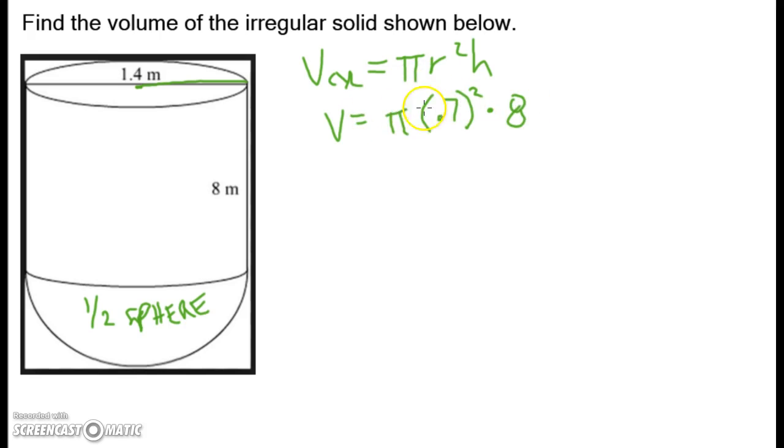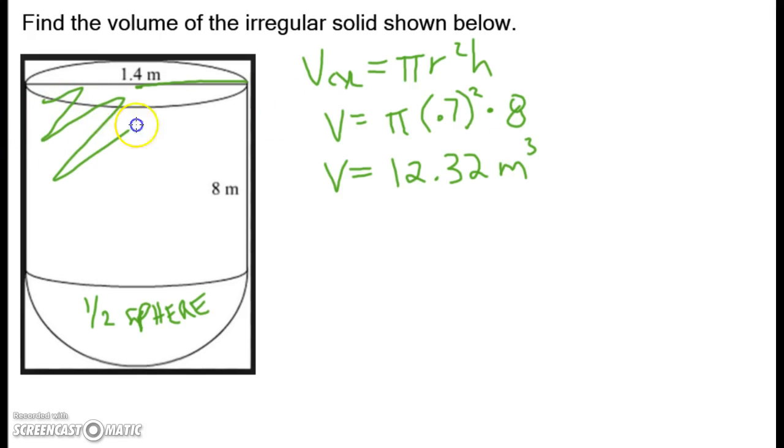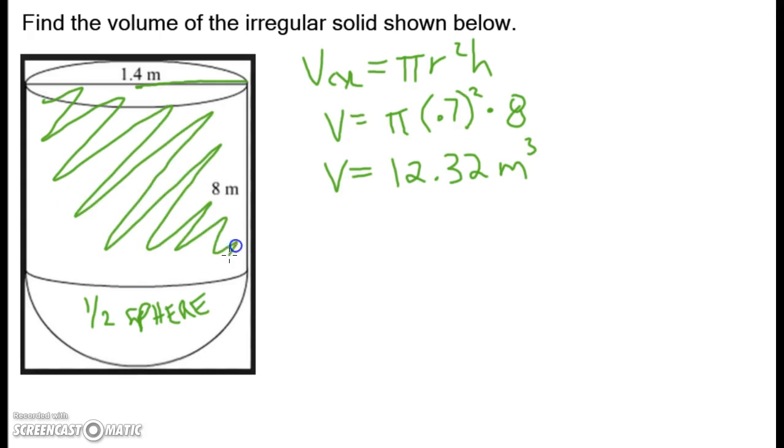I'm just going to type all this into my calculator, and I'm going to get a value for the volume of the cylinder. So I've got pi times 0.7 squared times 8. So I get 12.32 if you round correctly, 12.32 meters cubed as the volume of the cylinder. If I colored that in, that'd be this part.